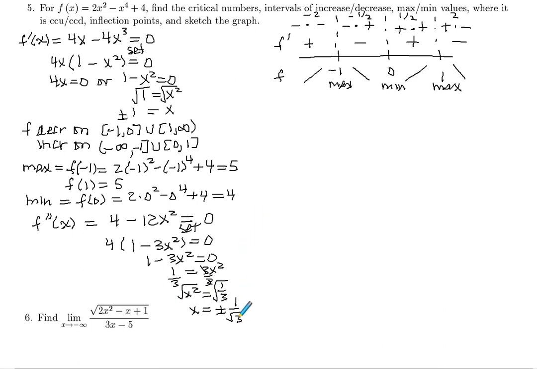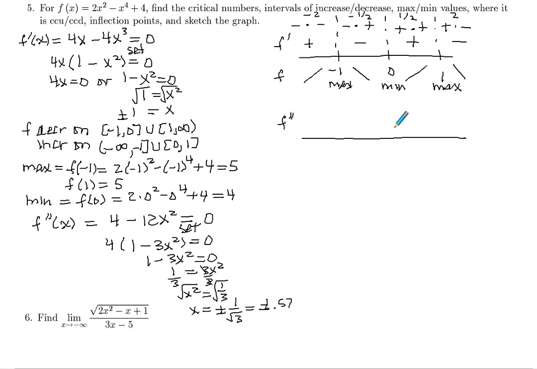Alright, so 1 divided by the square root of 3. So 1 over the square root of 3, that is approximately 0.57. So this is plus or minus 0.57. So now let's make our f prime chart. F double prime chart, excuse me.